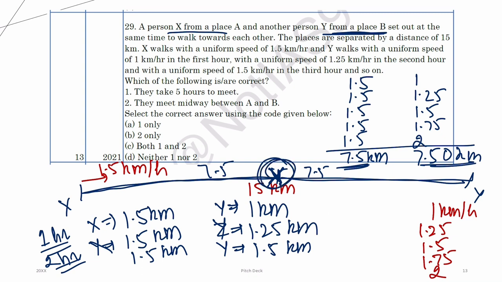I hope this is clear. If you read the statement, they take 5 hours to meet. Yes, they took 5 hours. The first person has covered 7.5 kilometers, and the second person has covered 7.5 kilometers. Second point, they met midway between A and B. So the answer is both 1 and 2. Now this question number 13 is also done.